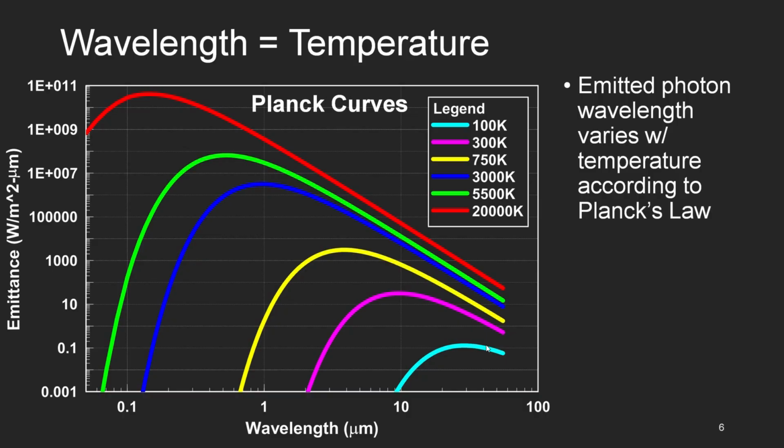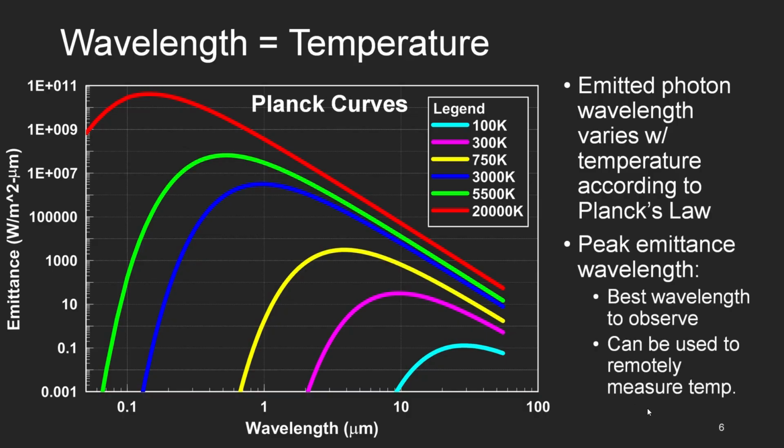Thus, by knowing the temperature of the object we are trying to observe, you can select the best wavelength of light to use for your observation. Conversely, measuring the emission spectrum of an object allows you to remotely determine its temperature. So, now we know how to pick the wavelengths we want to observe. Next, we need to figure out how to do it.